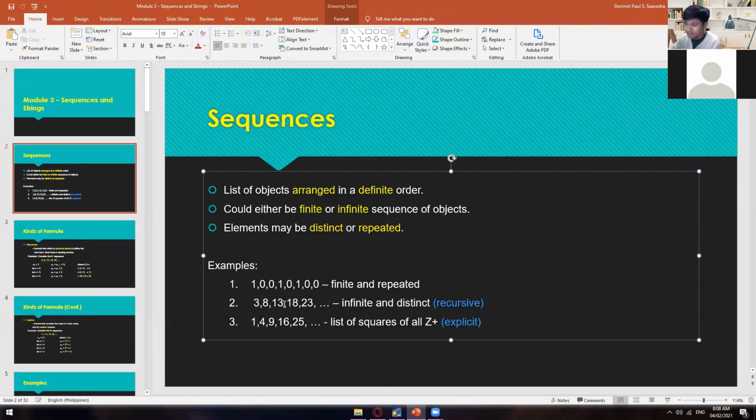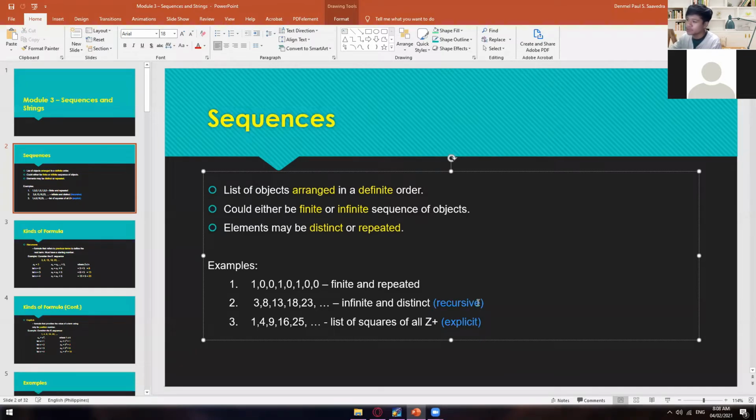The second term can be identified just by adding 5 to the past term. So 3 plus 5 is 8. For you to be able to identify the next one, just add 5. So 8 plus 5 is 13. The same for the next one: 13 plus 5 is 18, and then 18 plus 5 is 23. As you can see, this one is distinct.